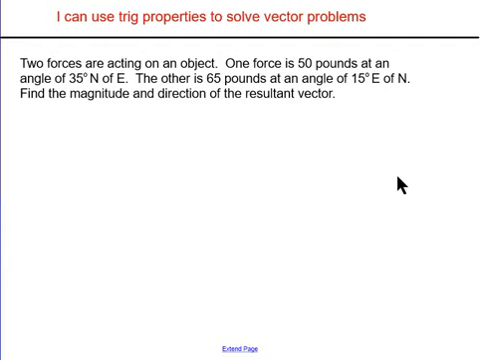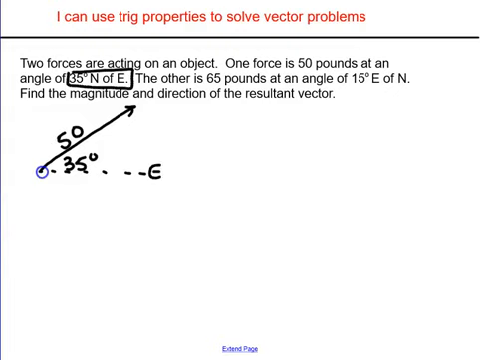One force is 50 pounds at an angle of 35 degrees. So I'm just going to draw that one. 50 pounds at an angle of 35 degrees. The other one is 65 pounds at an angle of 15 degrees east of north. So let me go back to this, 35 degrees north of east. So if we start east and we go north, that's where we end up, okay? That's where we end up. We start east, and if we go 35 degrees in a north direction, that's where we are.